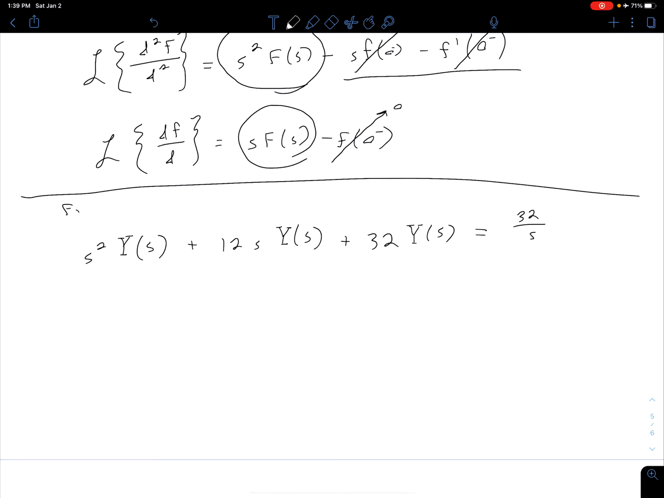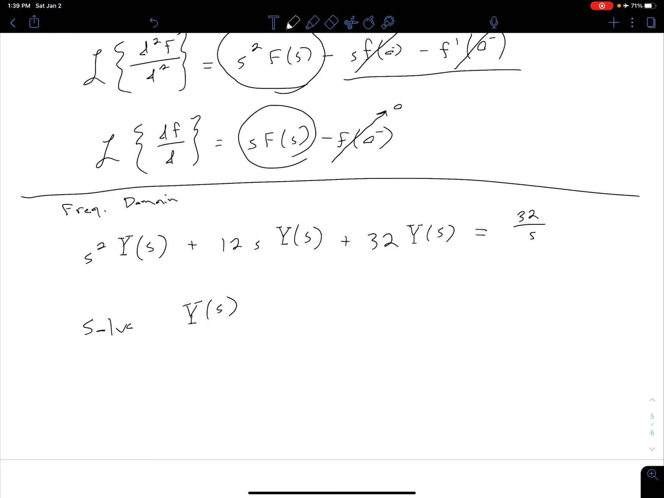So now we're in our frequency domain. So what we want to do here now is we want to solve for y of s, solve for that y of s, and then once we have that, we can transform back to our time domain.